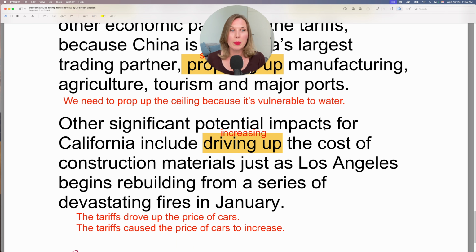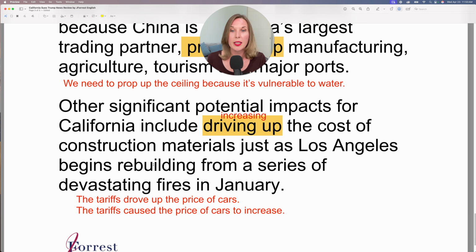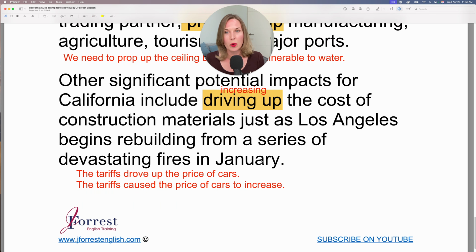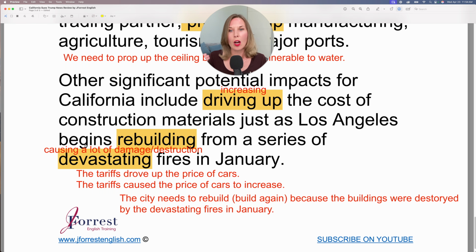Other significant potential impacts for California include driving up the cost of construction materials, just as Los Angeles begins rebuilding from a series of devastating fires in January. So this rebuilding, it means building again, and they have to build the buildings again because they were destroyed by the devastating fires in January. And devastating means causing a lot of damage or destruction.